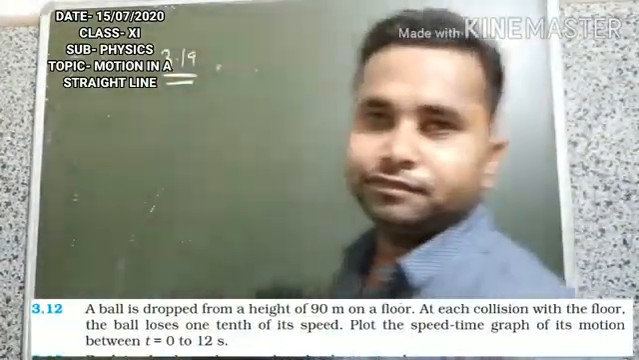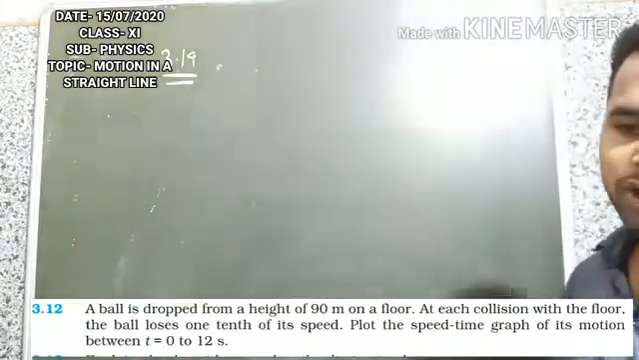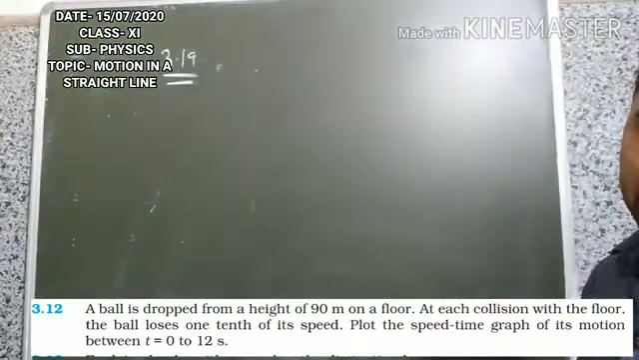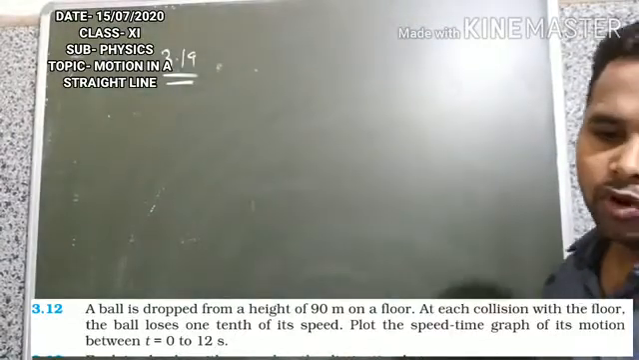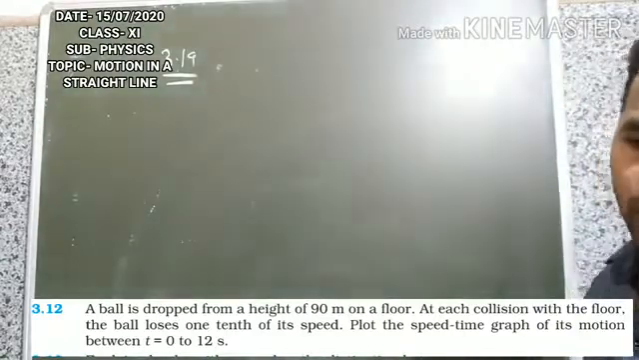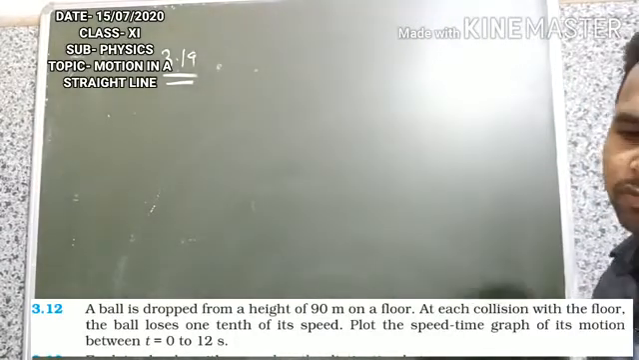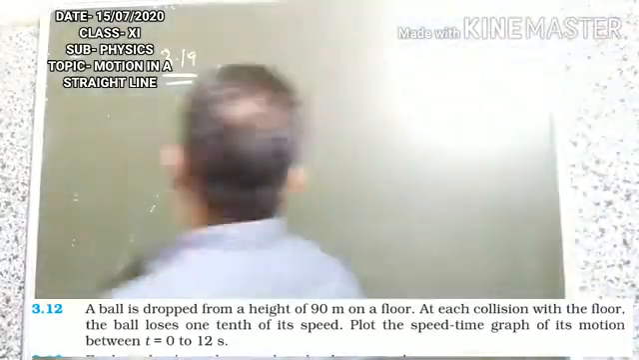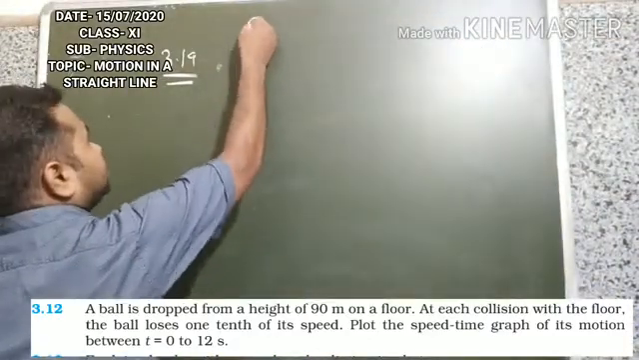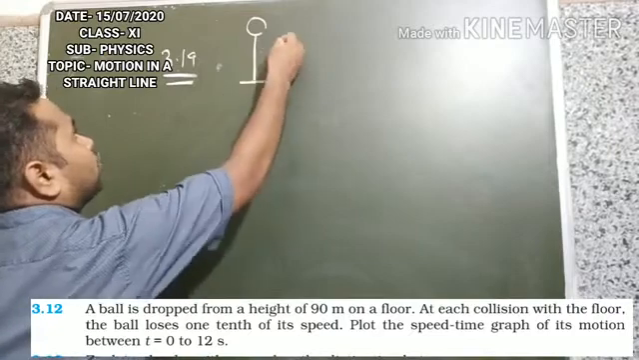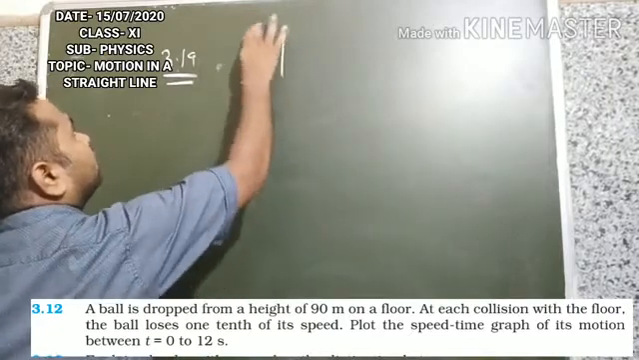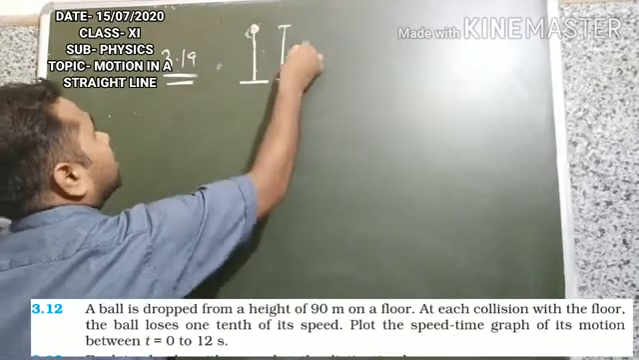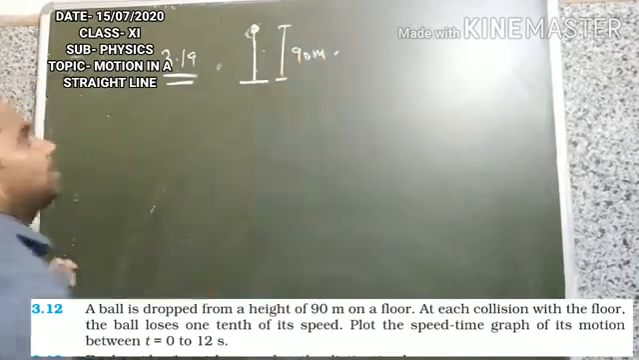3.19. See the question. A ball is dropped from a height of 90 meters on a floor. At each collision with the floor, the ball loses 1/10 of its speed. Plot the speed time graph of its motion between t equals 0 to t equals 12 seconds. See the question here. There is a ball which is dropping freely from a height of 90 meters under gravity.